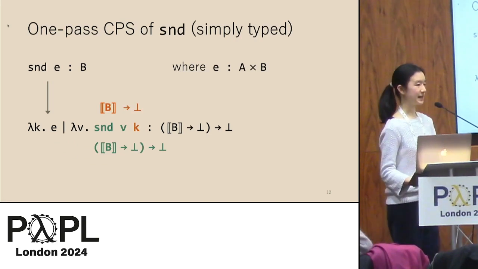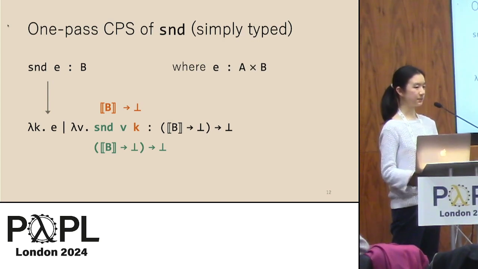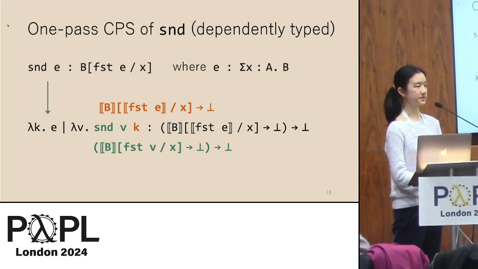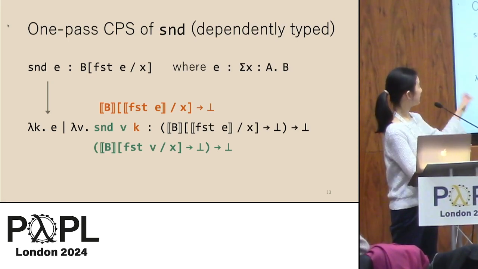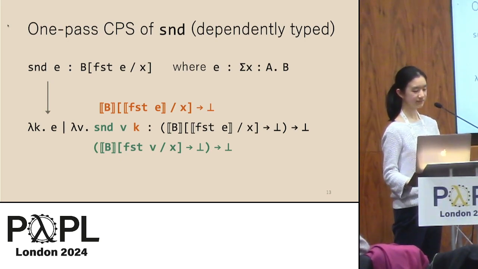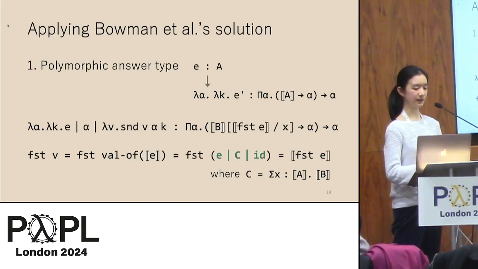So, as with the naive translation, the 1+ translation is easy with simple types, but when we have dependent types, we again need to solve the type mismatch when typing the body of the continuation. So let's see if we can apply Ullman et al.'s techniques to solve this type mismatch. The first step is to make the answer type polymorphic. This works well. It allows us to extract the value of E.